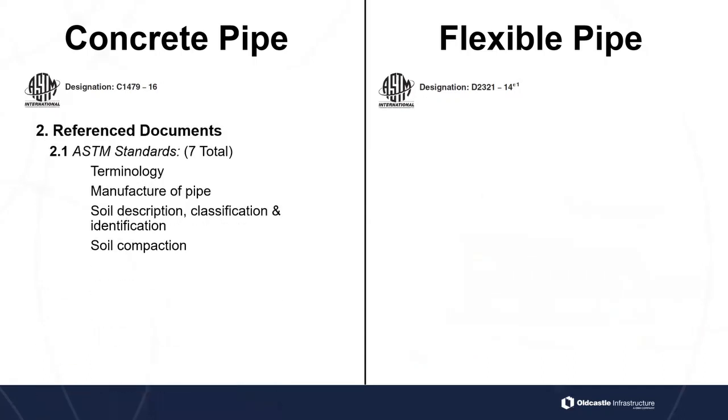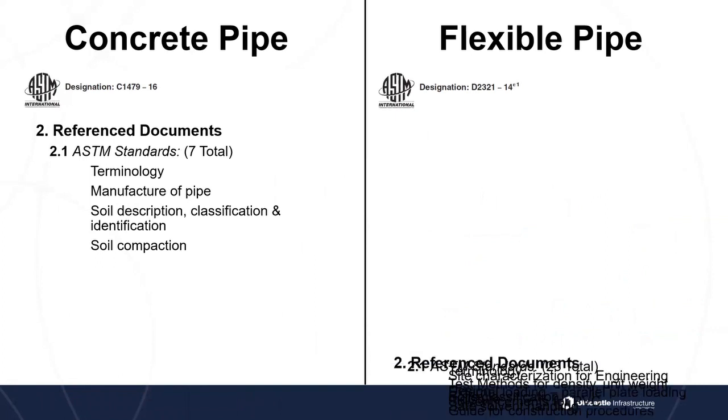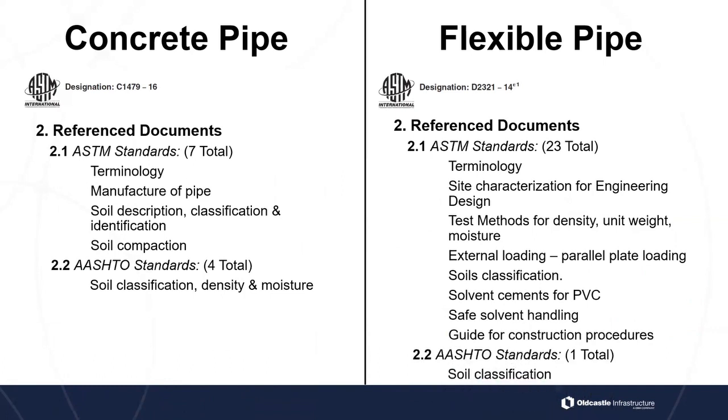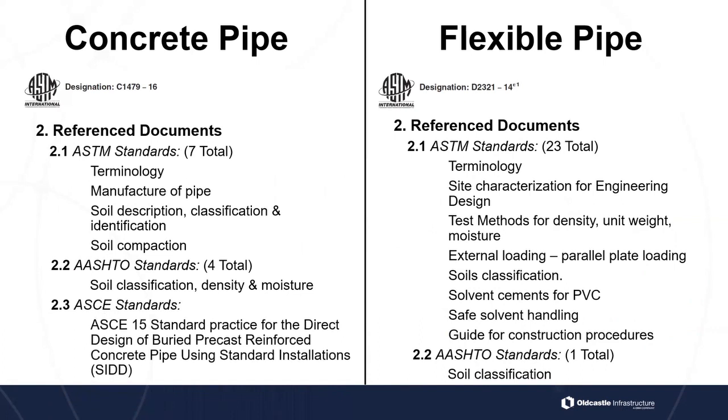So as we move on to section 2, we talk about the reference documents for concrete pipe. We have 7 total ASTM standards referenced. In D2321, there are 23 total ASTM standards that are referenced. There are also 4 AASHTO standards for soil classification, density, and moisture. There's only 1 AASHTO standard referenced in D2321, and that is for soil classification. And then in 2.3 of specification C1479, there is the ASCE standard, ASCE 15, the standard practice for direct design of buried precast reinforced concrete pipe using standard installations. That is also referenced in that specification.